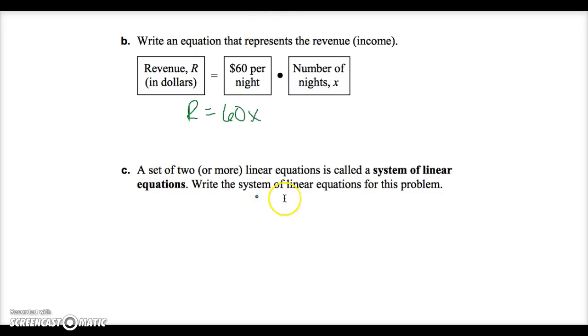So part C gives you the definition of a system of linear equations. It says a set of two or more, we'll only be dealing with two equations. So a set of two equations is called a system of linear equations. Now all C wants us to do is just write the system. Whenever it says write the system, you are just basically going to write the two equations stacked on top of each other. Just like that. Done with that part. Now keep in mind the C and the R could both be the Y, so Y equals for each of those.